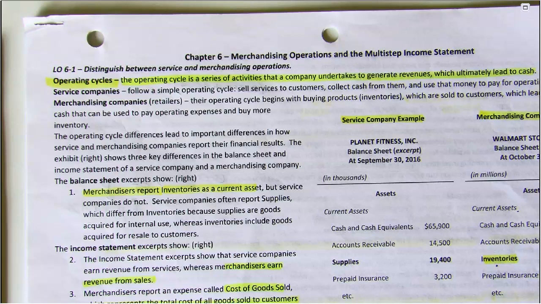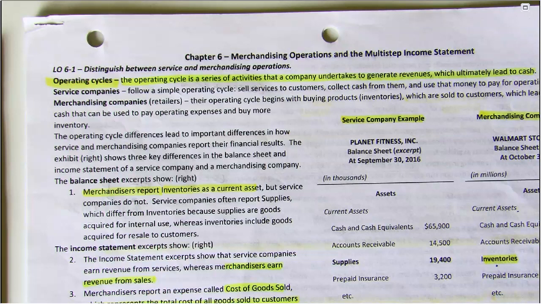Up to this point, we've been learning how to record and report business transactions for service businesses. In this chapter, we learn how to account for merchandisers, which are companies that sell goods or merchandise instead of services. These companies do not create the products they sell. They buy products from manufacturers or wholesalers and then mark them up and sell them to us.